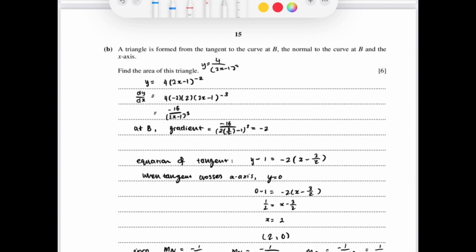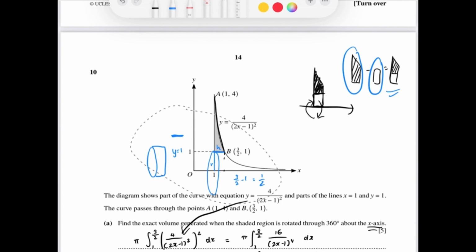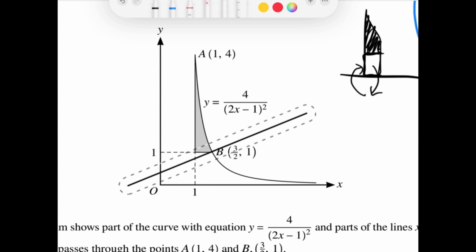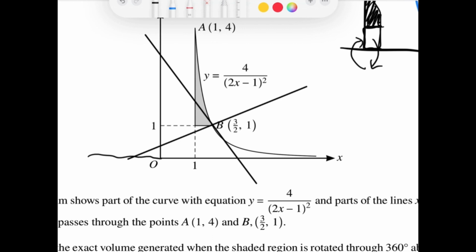So for B, we're trying to find the area of a triangle that is formed from the tangent to the curve at B, the normal to the curve at B, and the x-axis. So what this is, tangent, this is your normal, looks something like that. This is your tangent, and your x-axis will be here. So we're trying to find the area of this triangle. Tangent, normal.